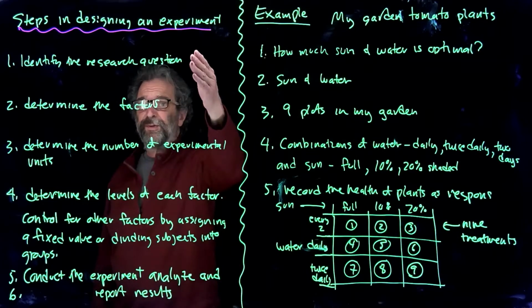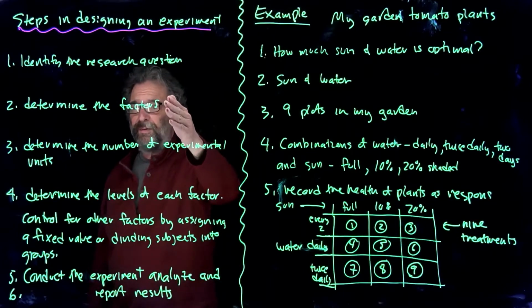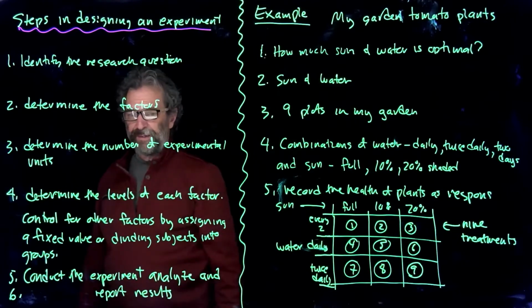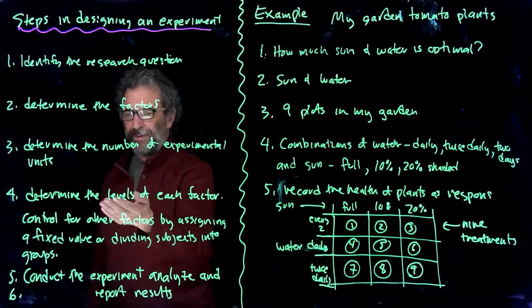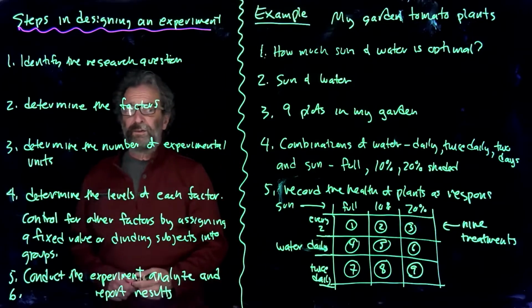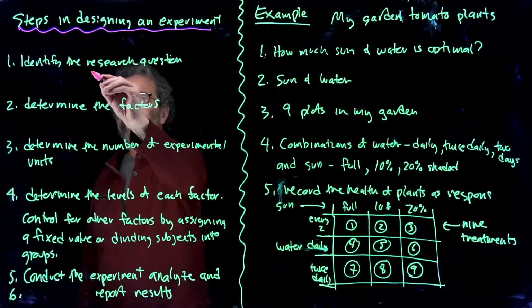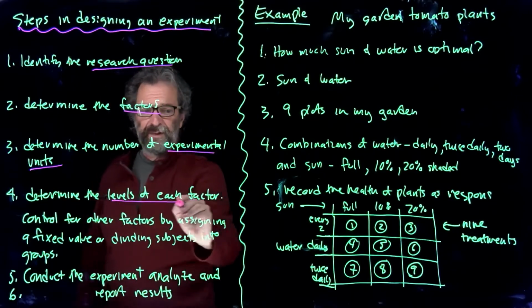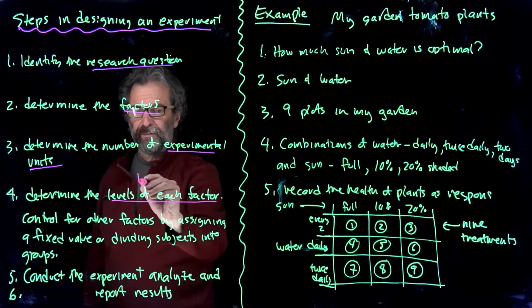Maybe you change the research question. Maybe you change the number of factors. Maybe you need more experimental units, you think, because you just don't have enough to cover all the possibilities. The levels, maybe you don't use as many levels, things like that. So what do we have here? Research question, factors, experimental units, levels of each factor. So those are treatments.